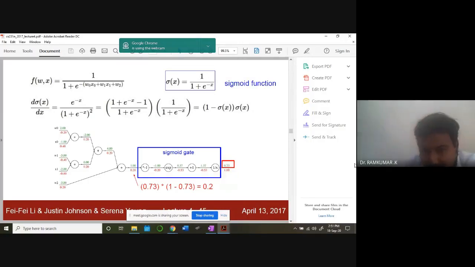The output is going to be 0.73. Input is equal to 1. If I feed 1, I'm going to get 0.73. What is the gradient then going to be? 1 minus whatever the output of the function is, 0.73, into 0.73. If I do that operation, I'm going to get 0.2 as the gradient for this particular sigmoidal gate.